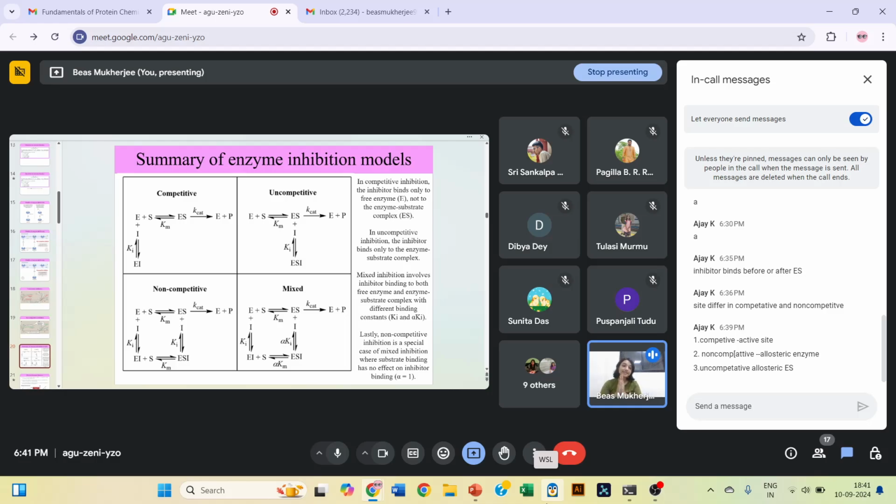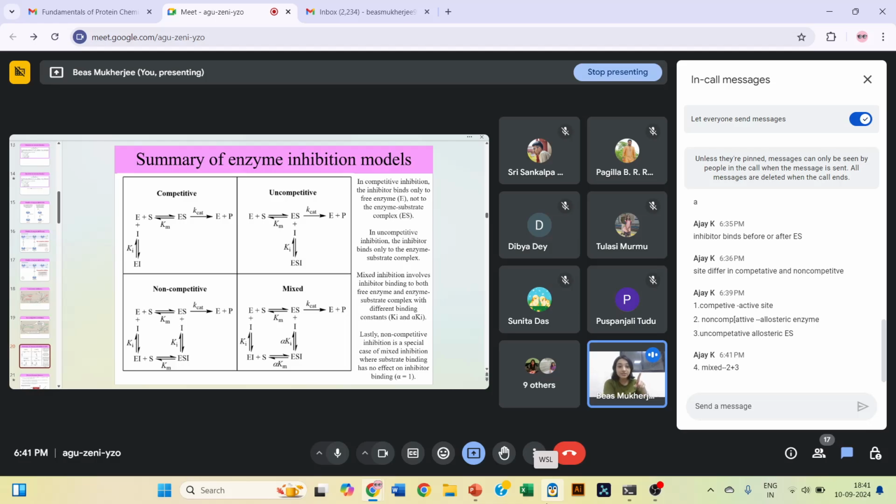So see, one is Ki and the other one is alpha Ki. So alpha is actually changed Ki, which is the apparent Ki. So we will learn about that as well. So it is having different effects when it is binding at two different states of the enzyme.